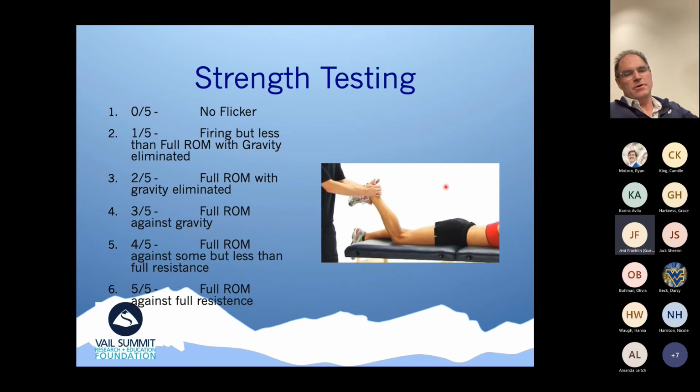So this, you can do full range of motion like this against gravity, but no other resistance. That's going to be 3 out of 5. If you can apply a little bit of resistance and still have full range of motion, but it's less than the other side, that's going to be 4 out of 5.